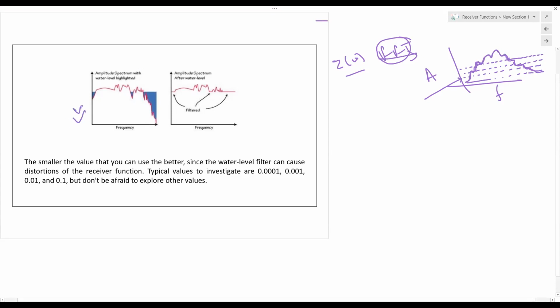That is what is happening in this figure: the amplitude spectrum with the water level highlighted. This blue thing that you are seeing is the water level, and when it is applied, only the amplitudes above this water level will remain to be incorporated in the deconvolution.